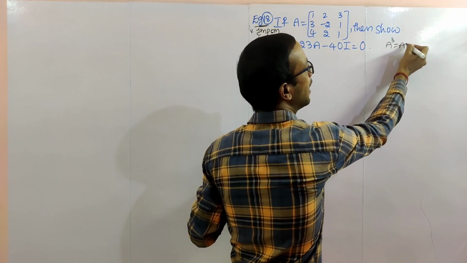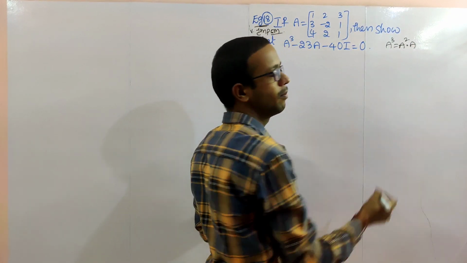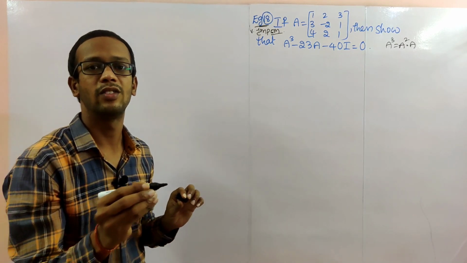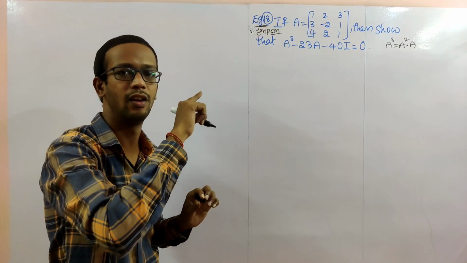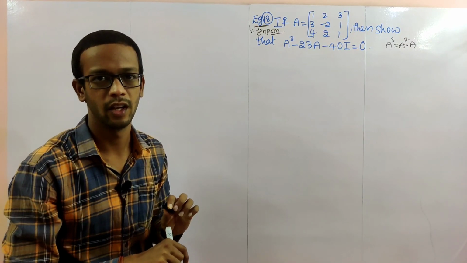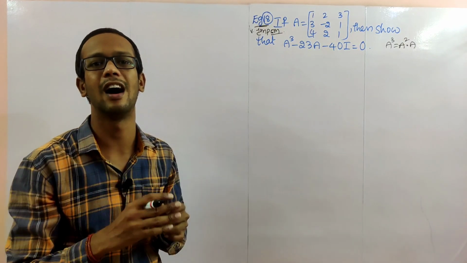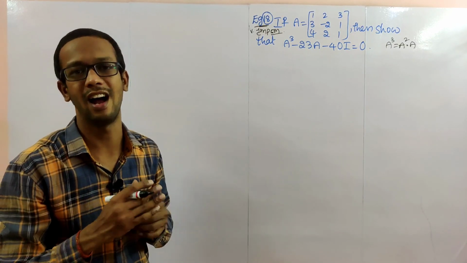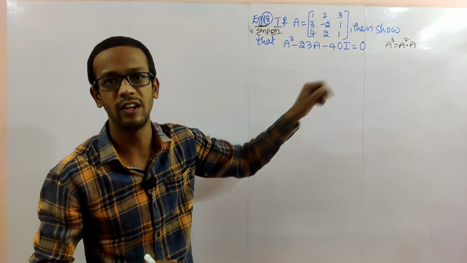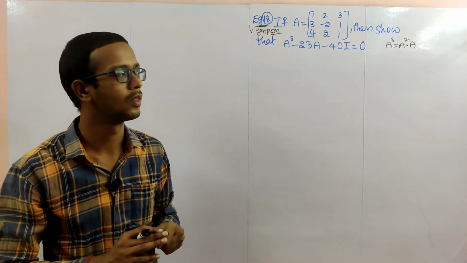A cube we can write as A square into A. Why? Because matrix multiplication follows the row by column method. If you do the direct cube, we can't follow the row by column method, so you will get the wrong answer. A cube means we can write A square into A.